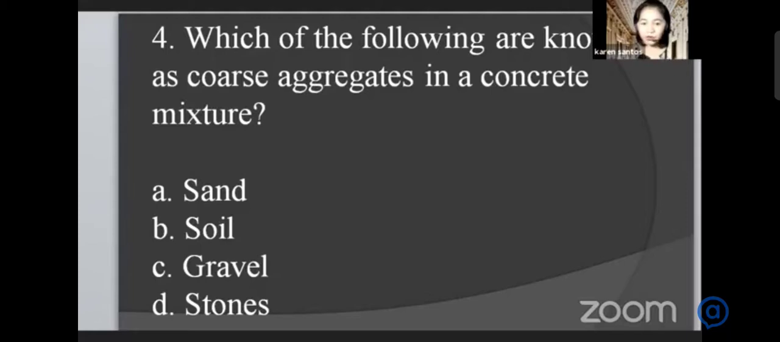Okay, so which of the following are known as coarse aggregates in concrete mixture? A, sand; B, soil; C, gravel; D, stone. Okay, so some answered letter A, some answered letter C. So the correct answer is letter C, which is the gravel. So it is a mix of rock pieces and small rock.